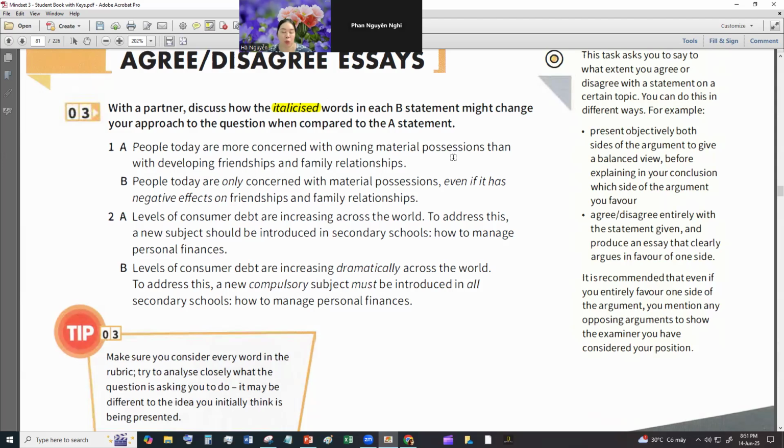So just spend around 2 minutes reading through 1A, 1B, 2A, 2B, and think how you might change your answer when there are added words. So number 1A: People today are more concerned with owning material possessions than with developing friendships and family relationships. So we saw that in the lead-in, right? But now there's 1B: People today are only concerned with material possessions, even if it has negative effects on friendships and family relationships. So what do you think about 1A and 1B? How would you answer A and how would you answer B?